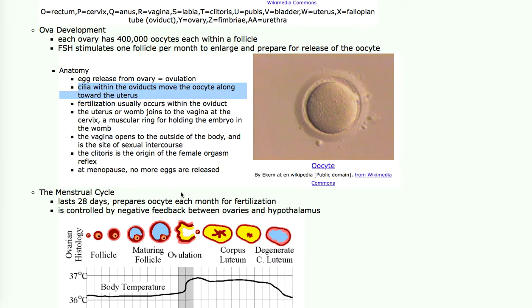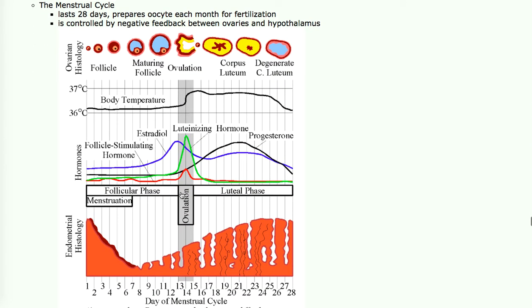So if I scroll down here, we've got to talk briefly about the menstrual cycle. The menstrual cycle is a cycle that prepares eggs for fertilization once a month. We know what happens. We don't know exactly why. I mean, you'll hear theories that the reason menstruation happens is to cleanse the uterus, but there are mammals that don't do that, and they are quite healthy.